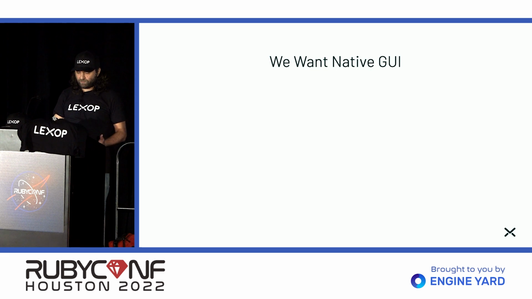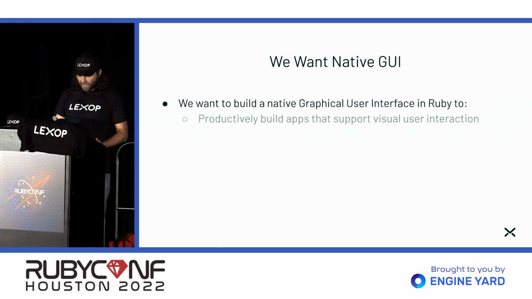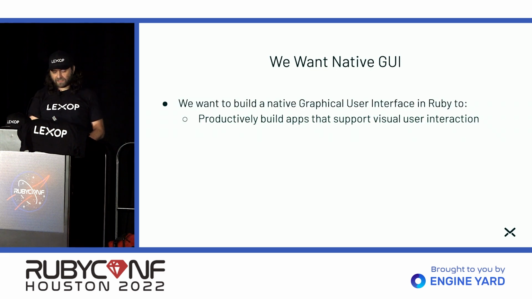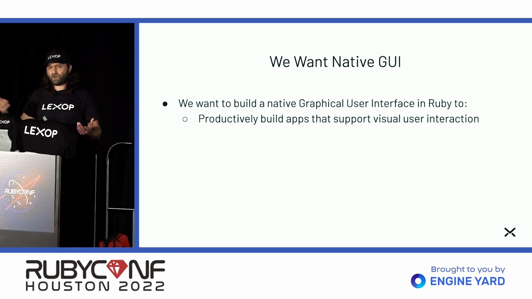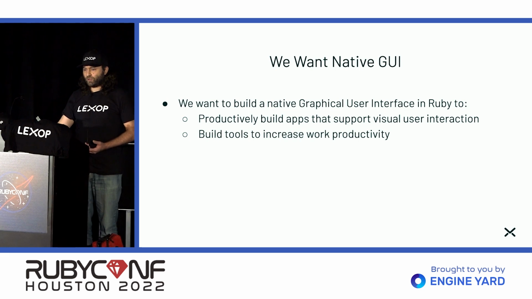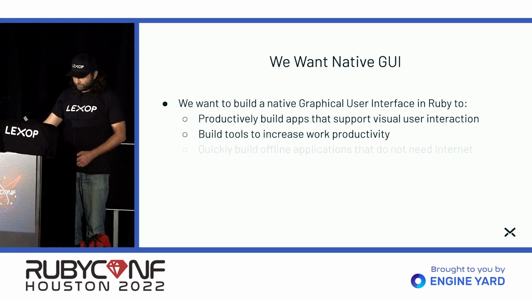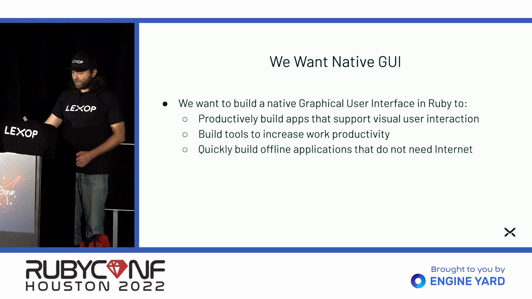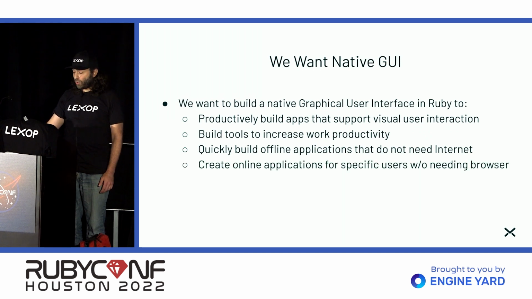So why do we want native GUI? We want to productively build apps that support visual user interaction. So once you graduate from building command line apps, the next type of app you want to build is a GUI app. Build tools to increase productivity, so kind of like IDEs or code editors. Quickly build offline applications that do not need internet. Create online applications for specific users without needing a browser.